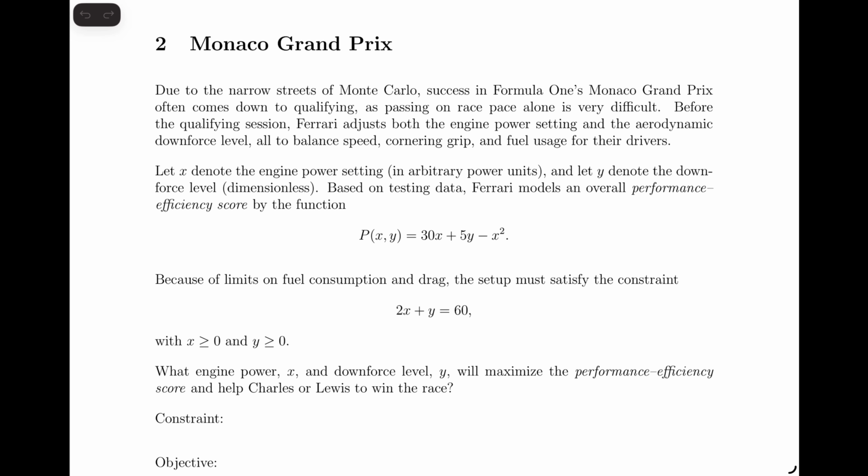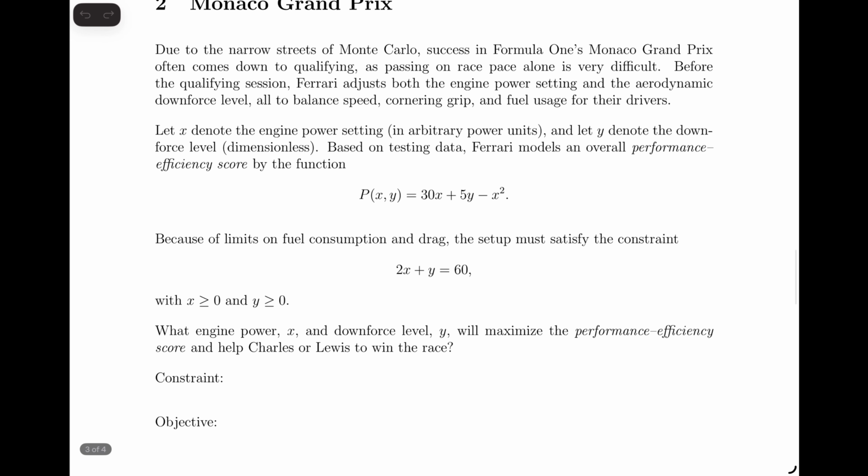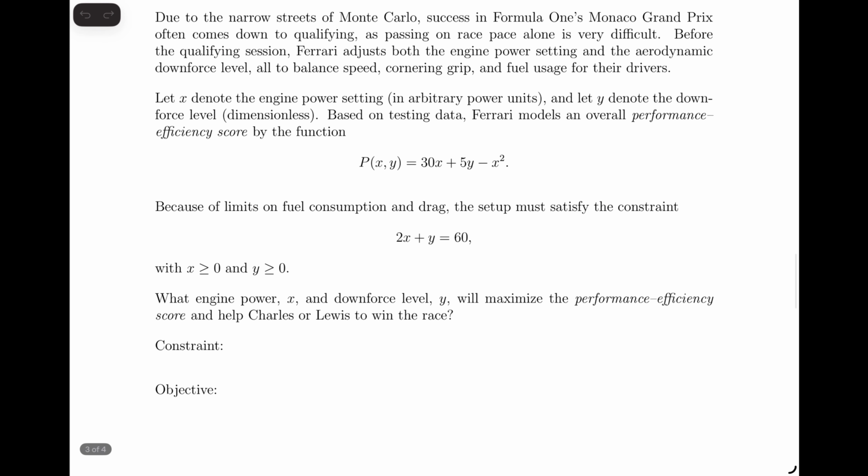So, due to the narrow streets of Monte Carlo, success in Formula One's Monaco Grand Prix often comes down to qualifying, as passing on race pace alone is quite difficult. So before the qualifying session, Ferrari adjusts both the engine power setting and the aerodynamic downforce level, all to balance speed, cornering grip, and fuel usage for the drivers. We're going to let x denote the engine power setting in arbitrary units, and y will be the downforce level, which is also dimensionless.